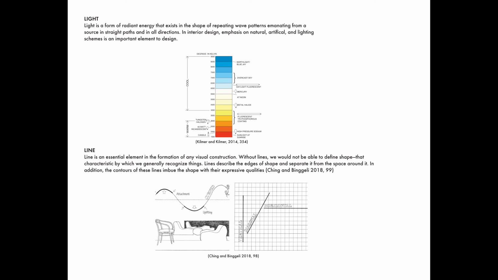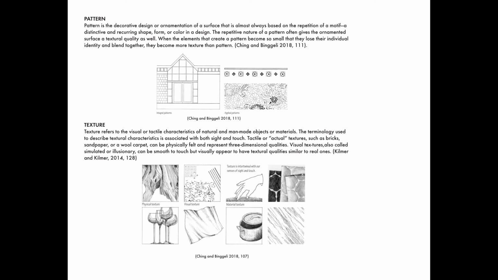Line describes the edges of a shape and separates it from the space around it. In addition, the contours of these lines imbue the shape with their expressive qualities, and you can see an image below with an example of vertical, diagonal, horizontal, and curved lines.